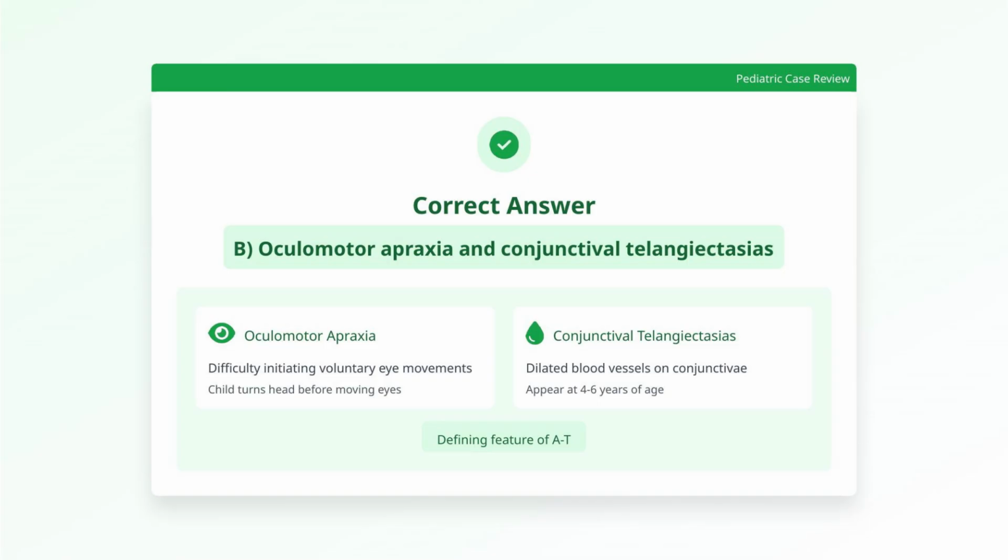Oculomotor apraxia and conjunctival telangiectasias are characteristic ocular findings in Ataxia telangiectasia. Oculomotor apraxia manifests as difficulty initiating voluntary eye movements, where children often turn their head first before moving their eyes. The telangiectasias, which are dilated blood vessels, typically appear on the conjunctivae between ages 4 and 6 years and are a defining feature of the condition.